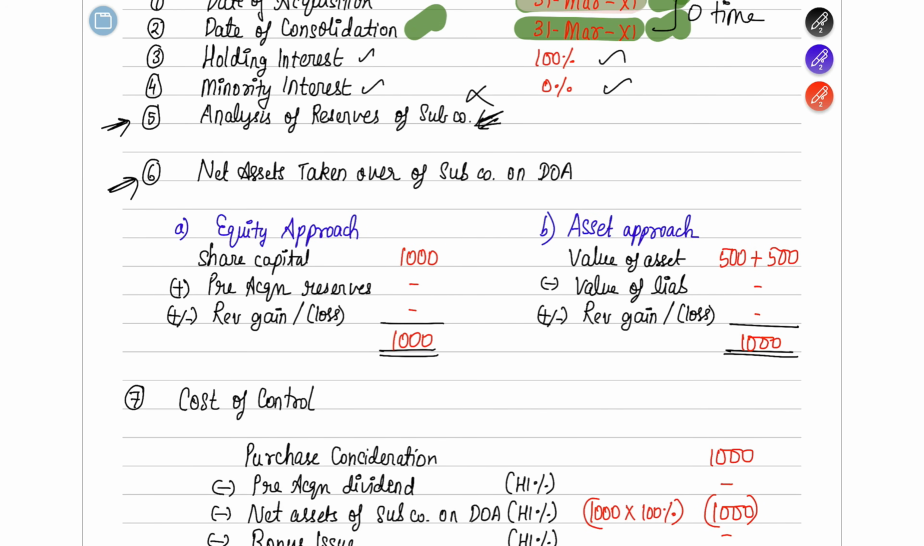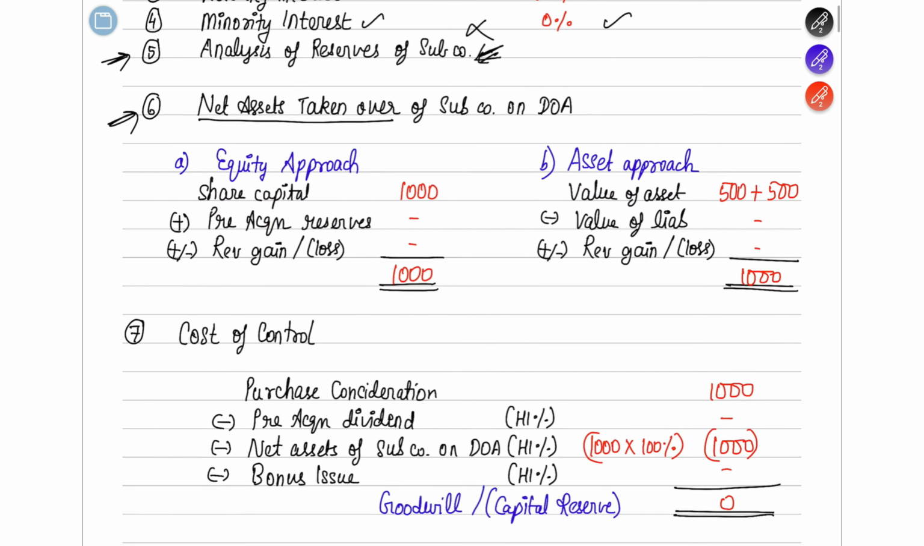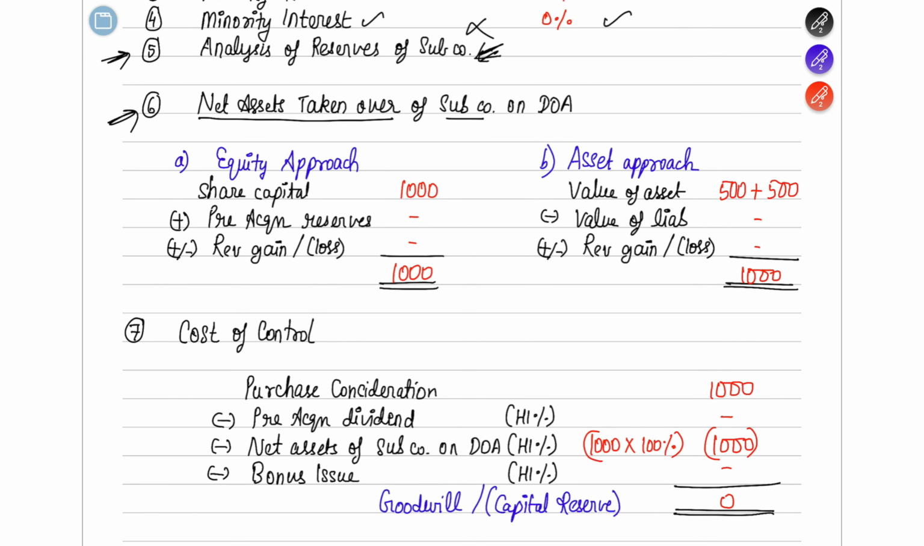Coming to the step number 6, which is net assets taken over. So I told you net assets taken over of the subsidiary company, you can find it out using two approaches. One is an equity approach, the other one is an asset approach. So in the question, they have given you information in both ways.